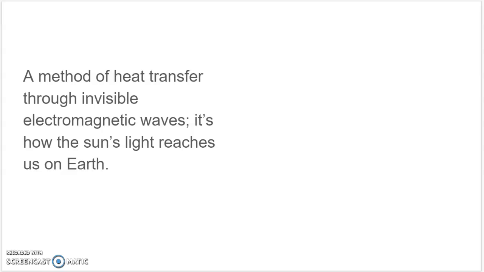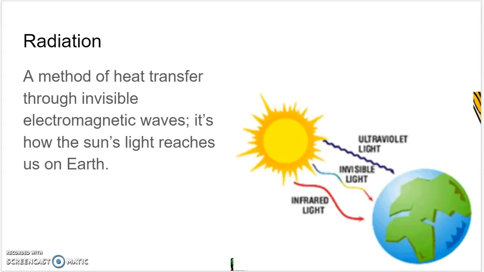So what do we call the method of heat transfer that occurs through invisible waves called electromagnetic waves? As a hint, this is how the sun's light reaches us on Earth. We call that radiation. Conduction is traveling through solids. Convection requires some kind of fluid to flow. So liquid is a fluid, air is a fluid. Radiation doesn't require any matter. It happens through the vacuum of space because it does not require a substance.